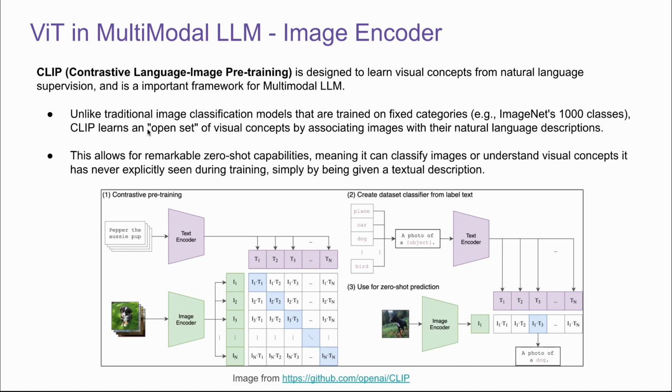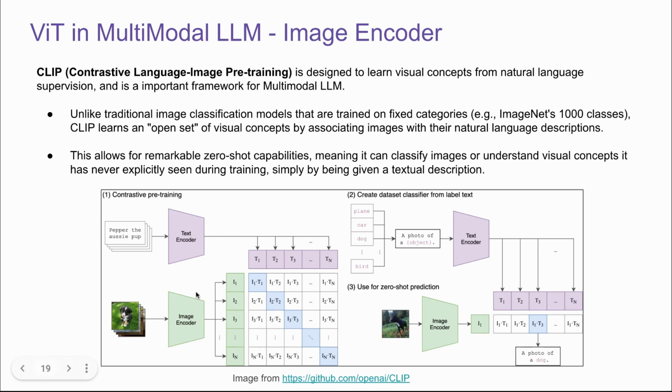Unlike traditional image classification models that are trained on fixed categories, CLIP learns an open set of visual concepts by associating images with their natural language descriptions. This allows for remarkable zero-shot capabilities, meaning it can classify images or understand visual concepts that it has never explicitly seen during training, simply by being given a textual description. This image from OpenAI is a good summary of what CLIP is doing. The most important part is the contrastive pre-training, which I'm going to go through later.